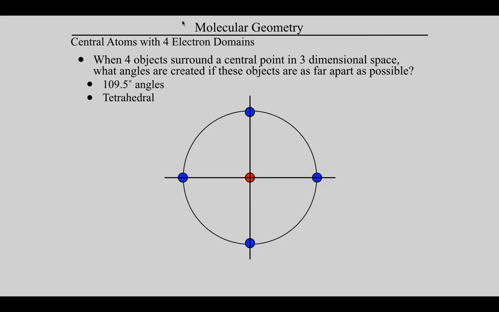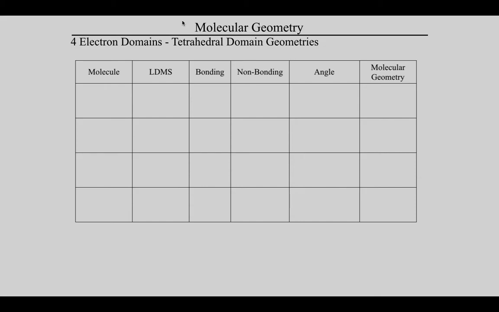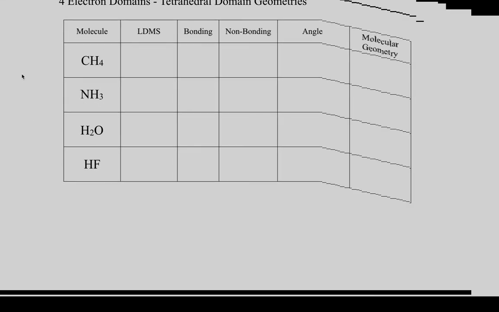So now guys, look at what we're going to do with this. We are now going to look at all of the molecules that have tetrahedral domain geometries. And what does that mean, tetrahedral? It just means 4. So looking now at your table, we are now going to look at all of the 4 electron domain molecules. We call these tetrahedral domain geometries. Tetra means 4. So guys, write these down with me: CH4, NH3, H2O, and HF. Guys, all 4 of these are examples of molecules with tetrahedral domain geometries.